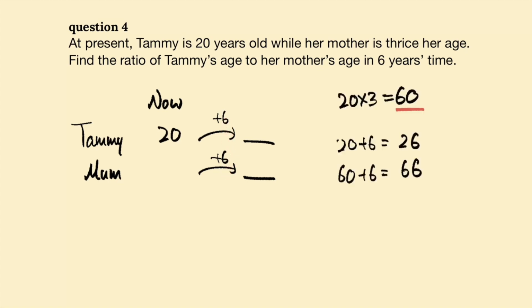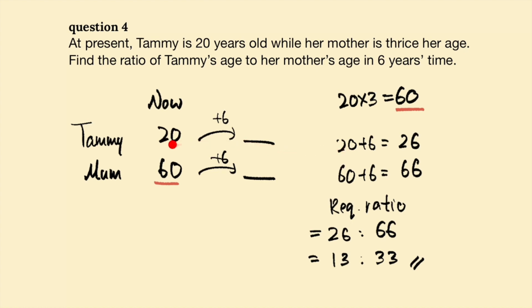A mother is 3 times her age. So 20 times 3 is 60. That means we can fill in 60 right here. So the current age is 20 and 60. Well, what's the ratio then in 6 years' time? Well, we can just simply 20 plus 6, that's 26. 60 plus 6, that's 66. So the ratio is therefore 26 is to 66. In simplest form, 13 over 33.